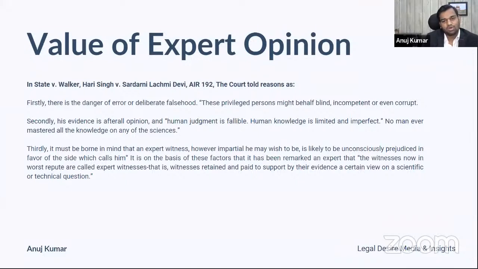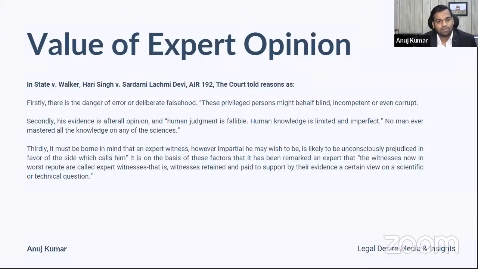Combining all together, the court has given some quotations by the justices. Firstly, there is a danger of error or deliberate falsehood, because this privileged person, meaning the expert, has knowledge and a degree. That is why the court calls them a privileged person. But this privileged person might be blind, incompetent, or even corrupt. There may be chances of corruption.